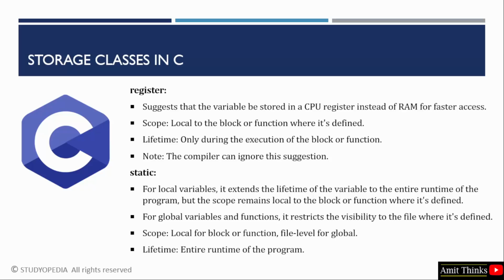Let us go to static. Under the static storage class, the variables retain their values between function calls. Variables are initialized only once at compile time. The scope is local to the block in which they are defined, that is, if defined within a block. For global variables and functions, the visibility is restricted to the file where it's defined. So its scope is local as well as global. It is local to the block in which they are defined. It is global if defined outside all blocks.